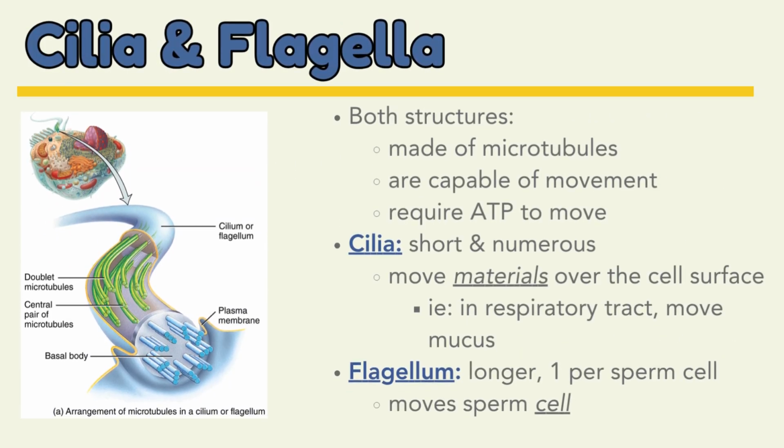Some cells have cilia and or flagella. Both of these cellular structures are made of microtubules, are capable of movement, and require ATP for this movement. Cilia are short and numerous. They function to move materials over the cell's surface. For example, cilia are found on the cells lining the respiratory tract, so they can move mucus along the surface. Flagella are longer and look like a tail. There is only one flagellum per cell. Flagella are found on sperm, where they function to move the whole sperm cell.